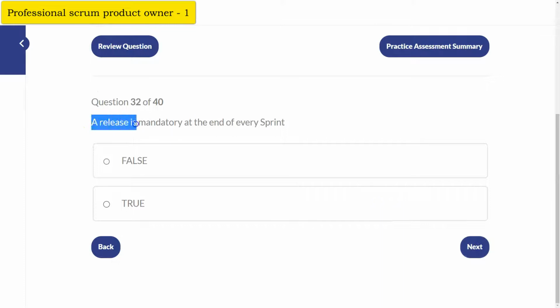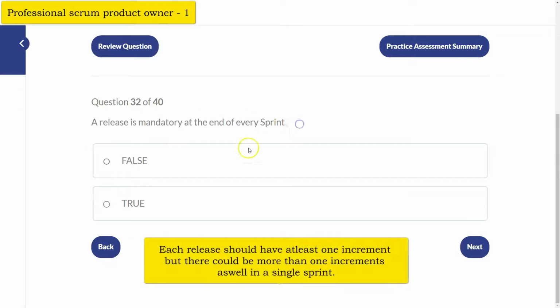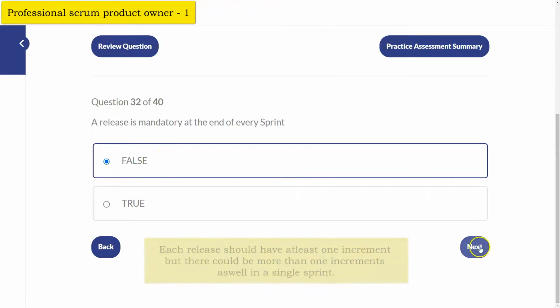Next question. A release is mandatory at the end of every sprint. Guys, there can be multiple releases within a sprint. Alright guys. So the answer is false here.